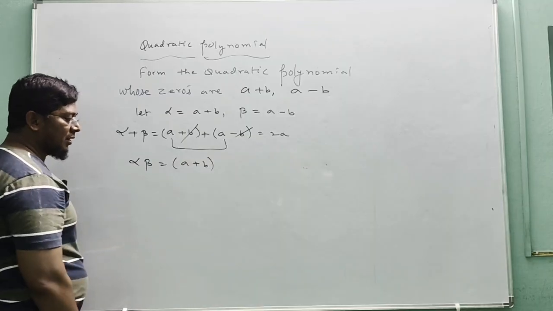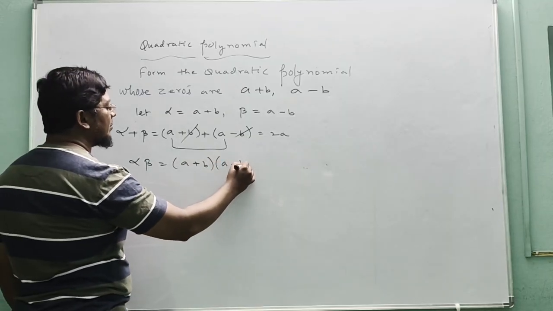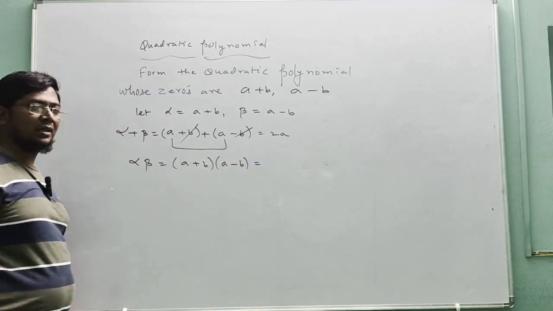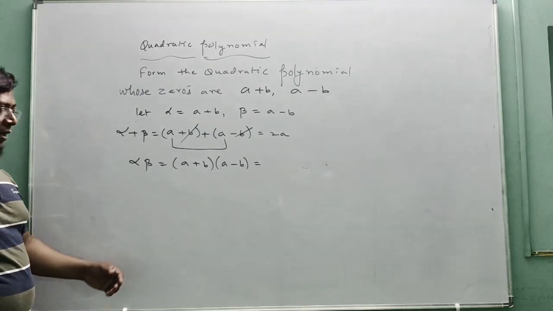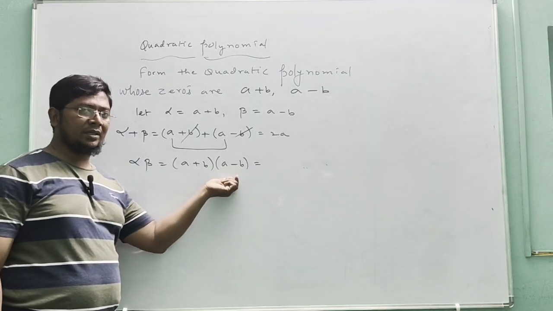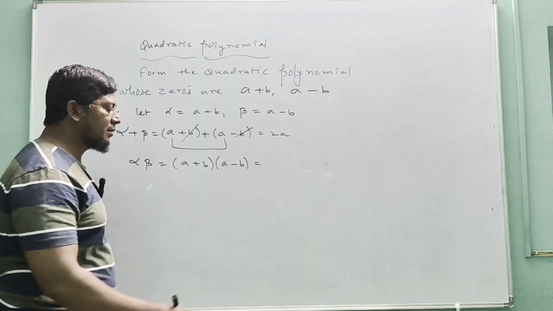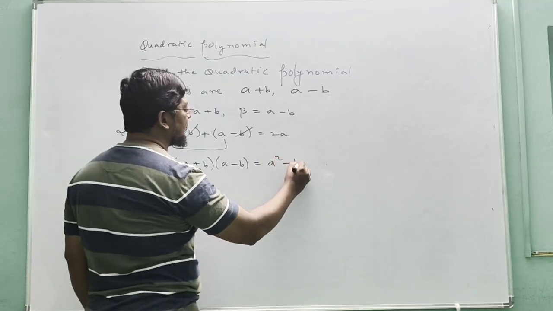Product of zeros, alpha beta, is equal to alpha value a plus b, times beta value a minus b. So we know this is a direct formula: a plus b into a minus b equals a square minus b square.